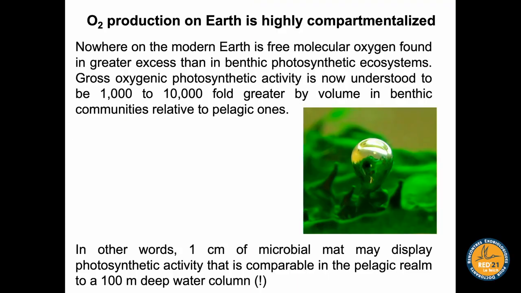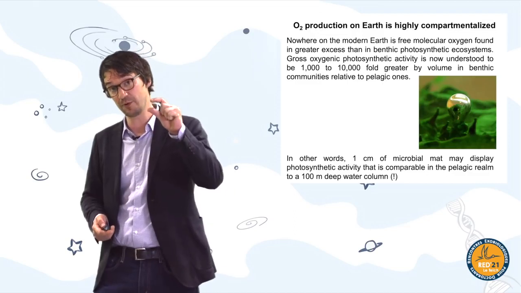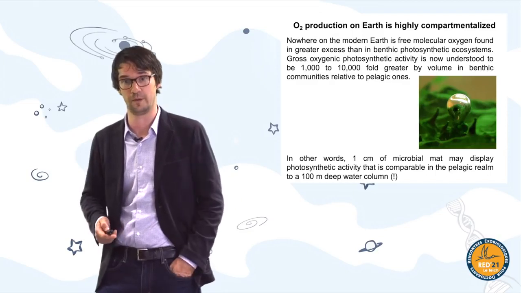And it turns out that in fact, O2 production on Earth is highly compartmentalized. Nowhere do we find it in greater abundance than in benthic or surface-attached microbial ecosystems. And in fact, oxygenic photosynthetic rates in microbial mats can be 1,000 to 10,000 fold greater by volume than communities living in a water column in the ocean. So in other words, a 1 centimeter thickness of microbial mat can produce as much oxygen as a 100-meter thick photic zone of an ocean water column.